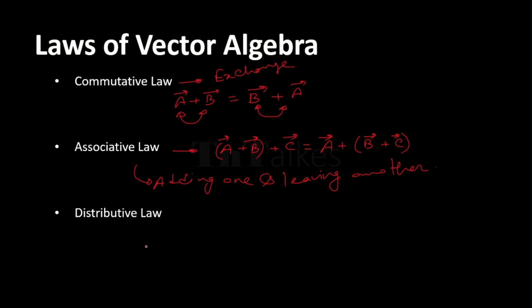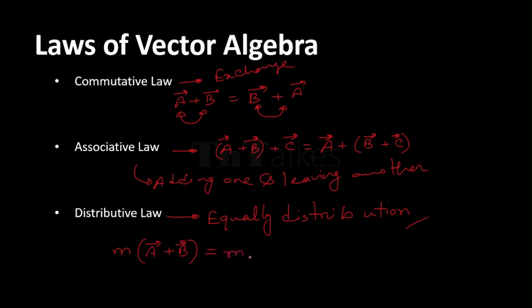Now distributive law. Distributive law is distributing an element equally. So we can write here equally distribution like this. M into A plus B equals to MA plus MB. Here A and B are two vectors and M is a scalar value.